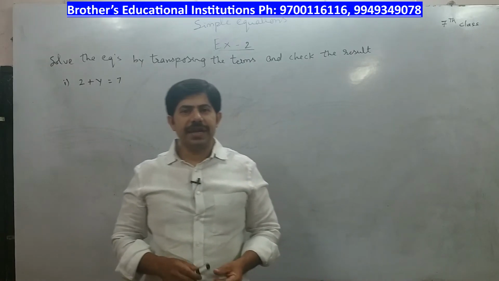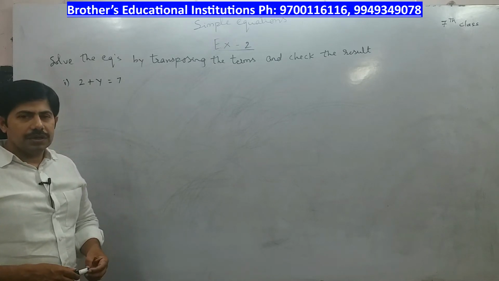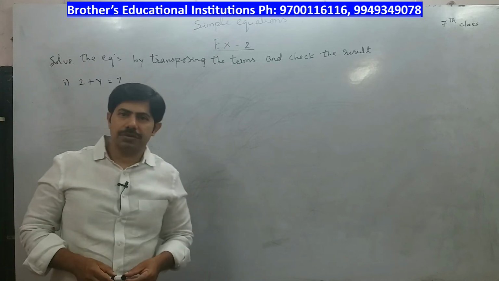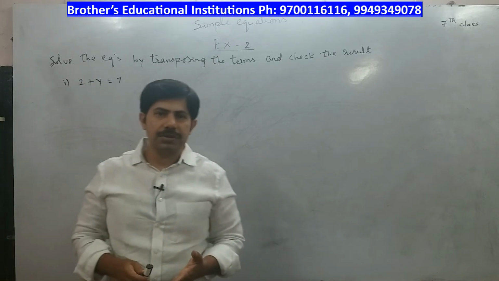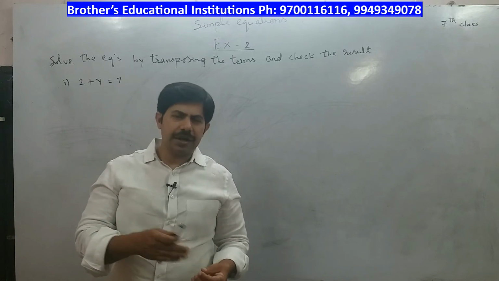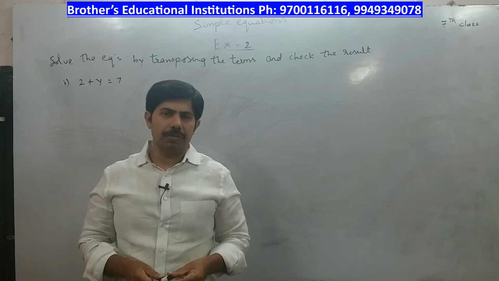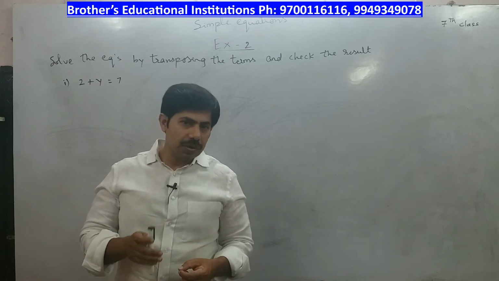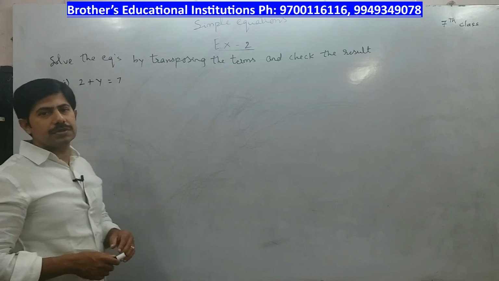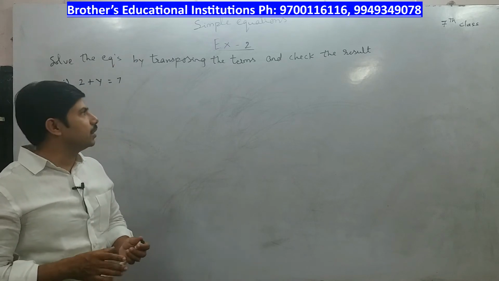Now in exercise 2, we have simple equation problems by transposing the terms. So in the last class we did the problems without transposing. Without transposing means we added and subtracted the constants and variables and we completed the problems. That means we got the value of x. So here in this method we have to transpose the terms and get the value of x. I will tell you what transposing the terms is.